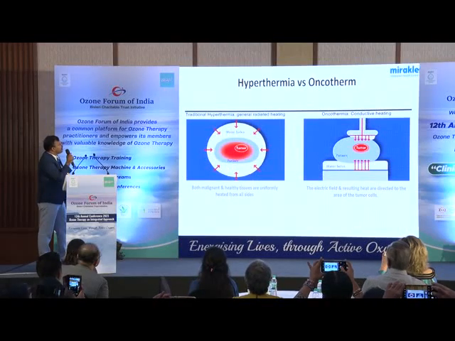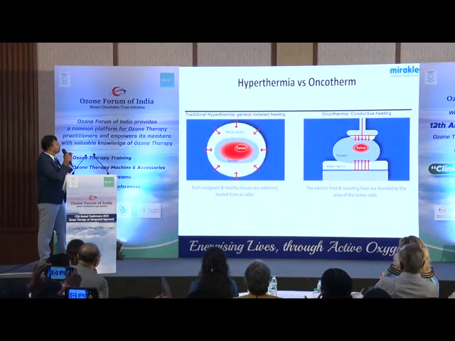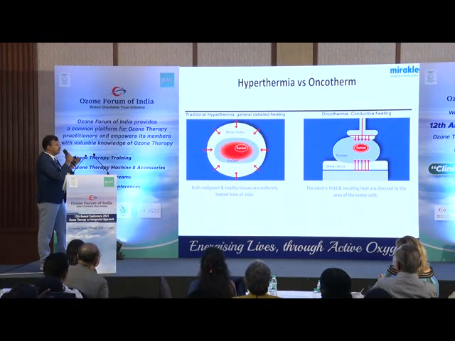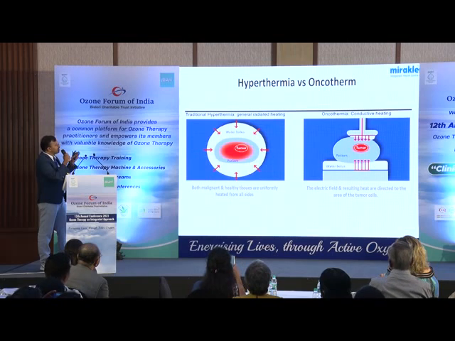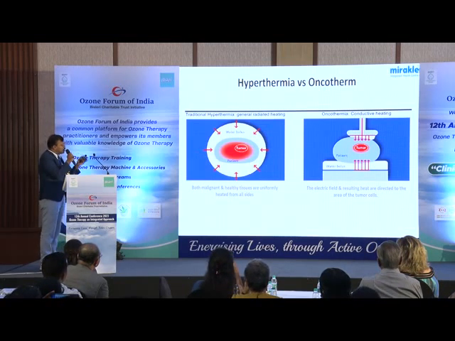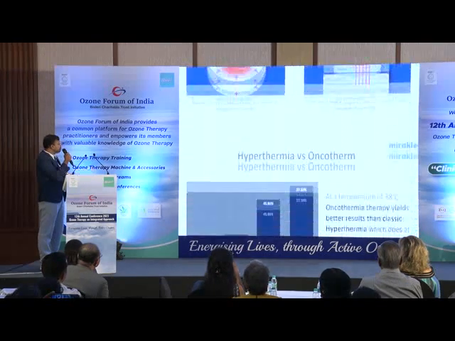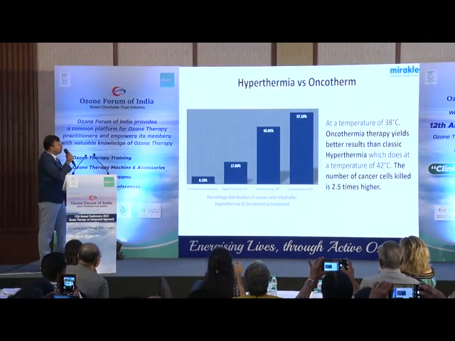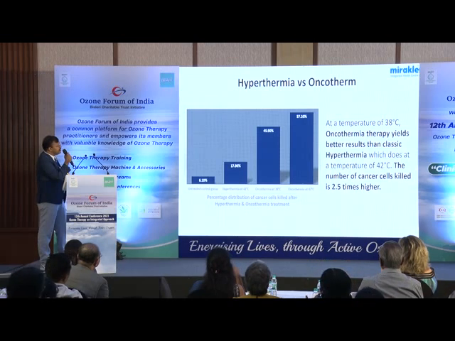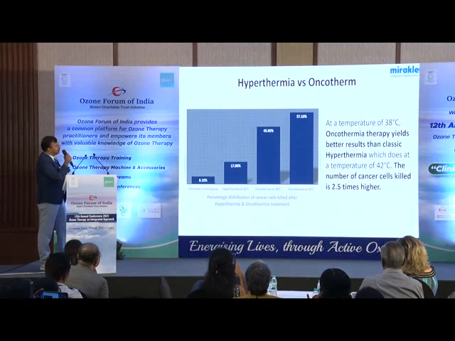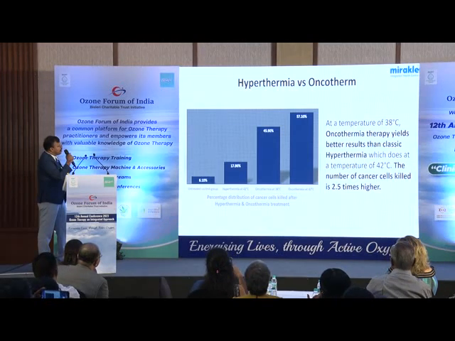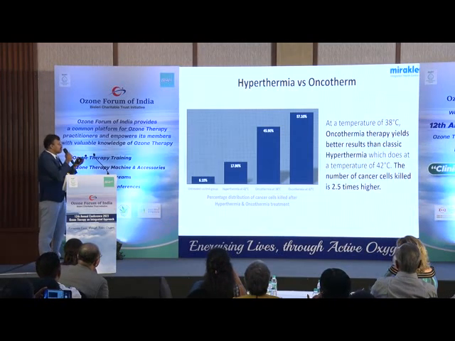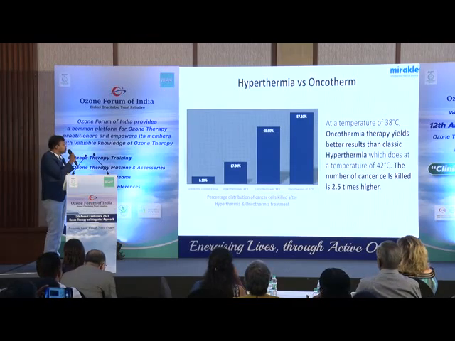What is the difference between hyperthermia and oncothermia? Traditional hyperthermia generates radiant heat, which hits tumor and normal tissues. Oncothermia is based on conductive heating and damages only the tumor cells, excluding the normal cells. At a temperature of 38 degrees Celsius, oncothermia therapy yields better results than classic hyperthermia at 42 degrees Celsius. The number of cancer cells killed is more than 2.5 times higher.